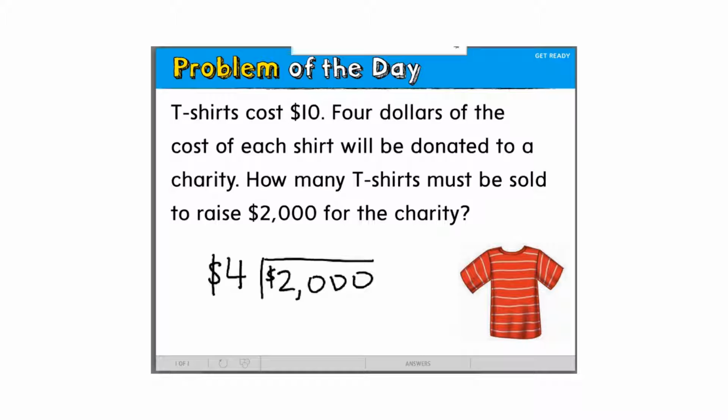We did long division for the last 2 chapters. So this was a word problem where you had to decide what you were going to do to solve it. The problem of the day is usually a little tricky and has some things in there that you have to think about. So I'm going to divide $4 into $2,000. Because 4 doesn't fit into 2, I put the placeholder. 4 fits into 20 five times.